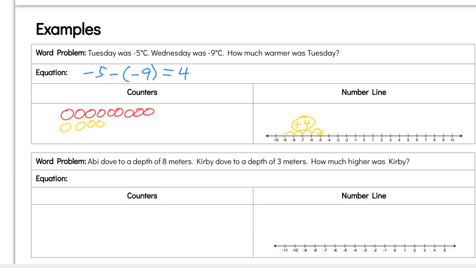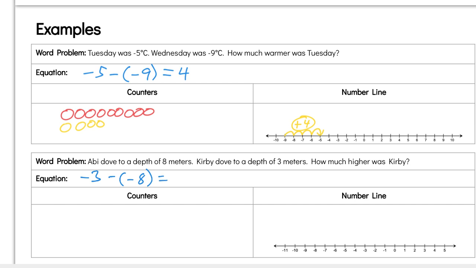Last one. Abby dove to a depth of 8 meters. Kirby dove to a depth of 3 meters. How much higher was Kirby? All right. Well, if I want to know how much higher was Kirby, I would want to know how much would I have to add to Abby's to get to Kirby's. So it would be -3 for Kirby minus -8 for Abby. What would I have to add to Abby's to get to Kirby's height?